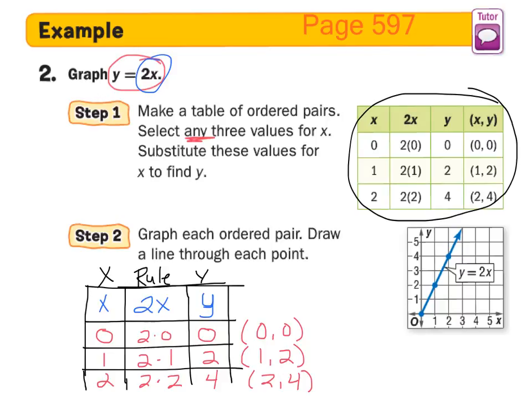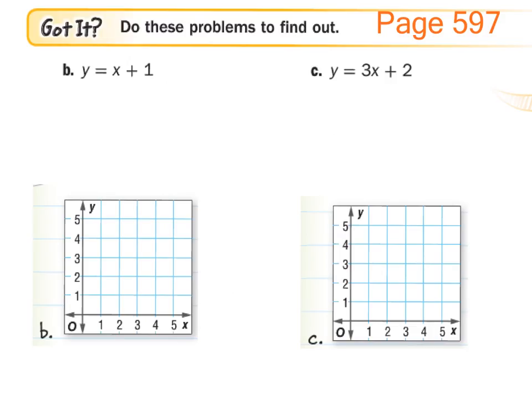So now they transfer these points onto the graph. Here's 0, 0. Here they did 1, 2. And here they did 2, 4. And I would want you to label the points on the graph and then connect them with a line. So you know this is a true linear function because we created a line. So let's try one for here.